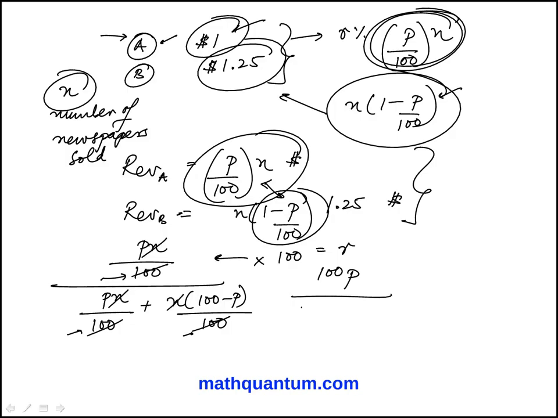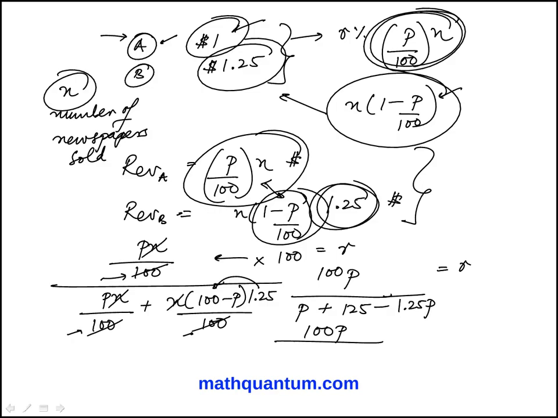And the denominator becomes P plus, actually I forgot something here, this 1.25. So keep in mind that I have to distribute that 1.25. So 1.25 times 100 is 125 minus 1.25P is equal to R. And this becomes 100P over 100P plus 125 minus 0.25P. So all we have to do is to clean it up so that it looks like what's given in the answer choices.